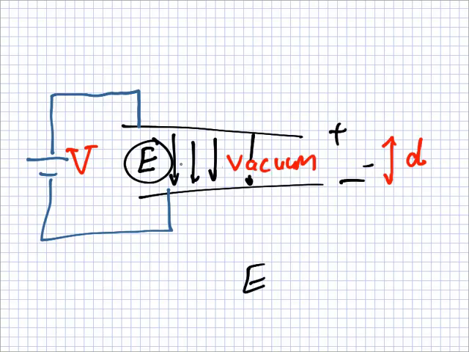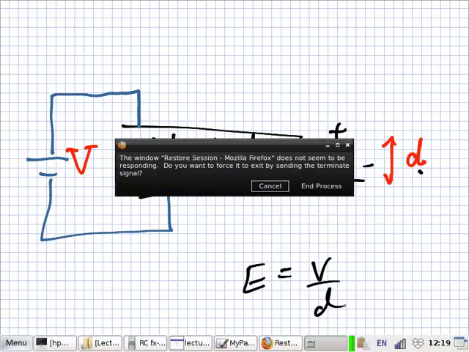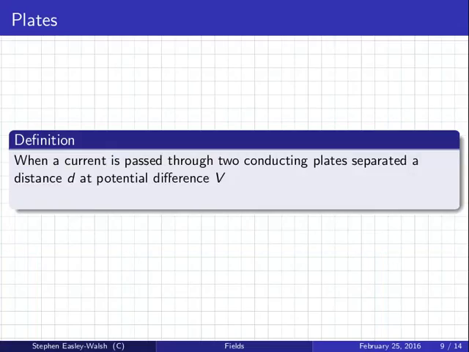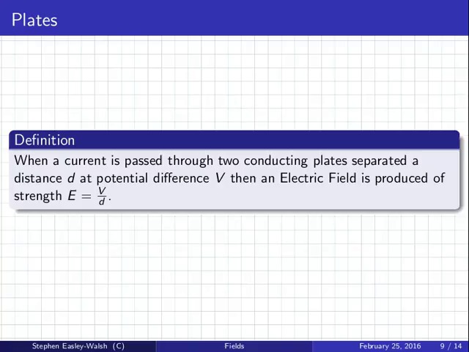I want to make this bigger. What should I do to the D? Smaller. So it is not a surprise that the formula would be this. That if you have a current passing through two plates, and they're a distance d apart, and the voltage is V, then you get an electric field, and the strength is given by the formula V over D. Okay, so you'll need to note this, please.